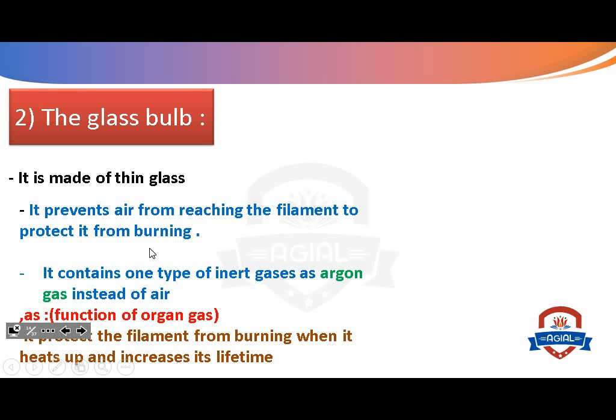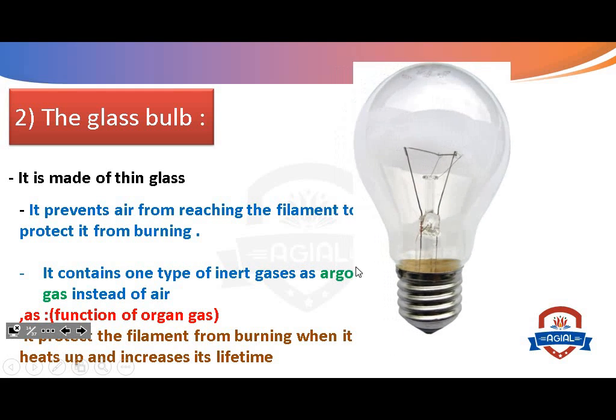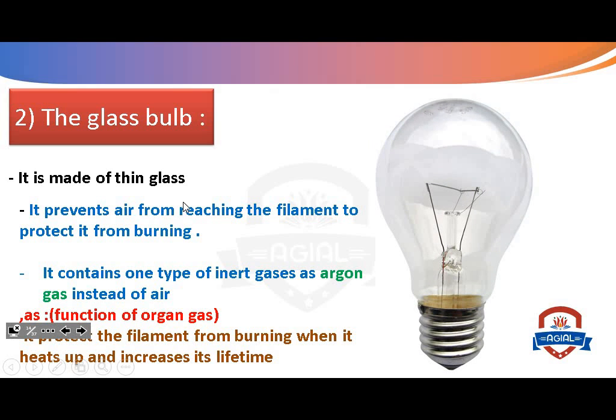So again, structure number 2 of the light bulb is the glass bulb. This is the glass bulb that surrounds the filament. It's made of what? It's made of thin glass. And its function is to do what? Its function is to prevent air from reaching the filament and protect it from burning. Number two, it contains one type of inert gas, argon gas, instead of air.